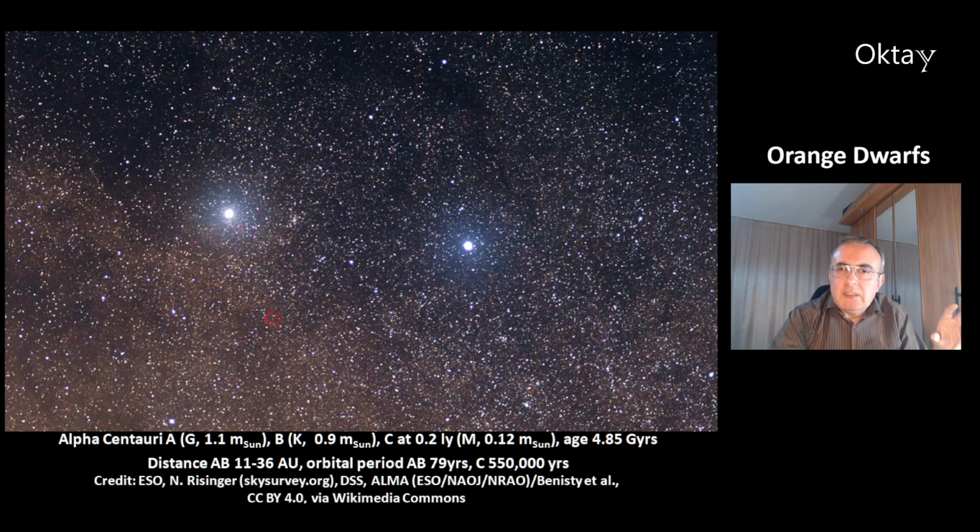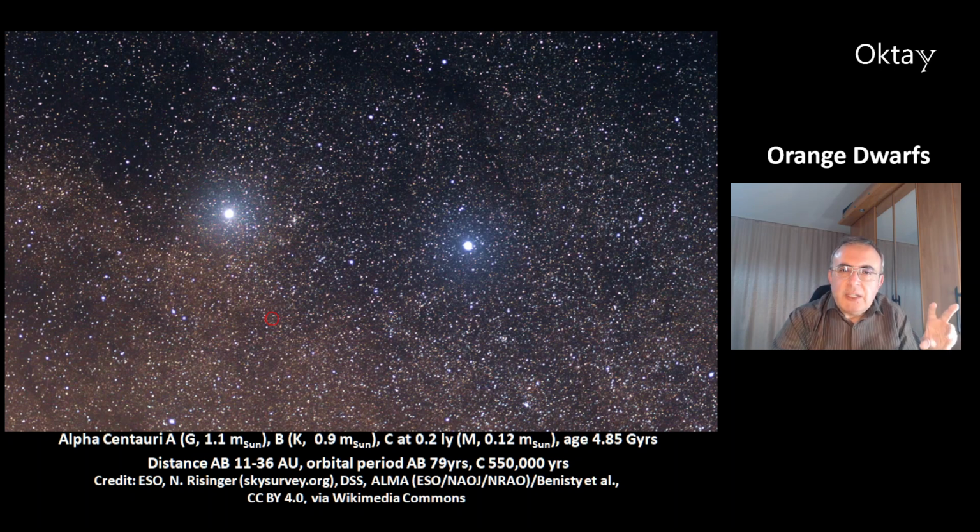This is a nice picture of the two stars of the Alpha Centauri system, Alpha Centauri A and Alpha Centauri B. Alpha Centauri A is a bit more massive than the Sun, a G-type star like the Sun. This K-type star B has a mass of 90% of the Sun. Here in the red circle you can see a faint reddish dot. That's the third star, Proxima Centauri, at a distance of 0.2 light years from these two other stars. With a mass of 12% of the Sun, this is a red dwarf.